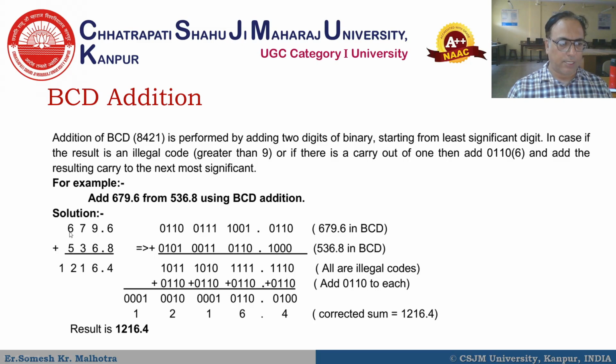For example, this is 679.6, which is to be added with 536.8. I have written the BCD of this. 6 can be written as 0110, 7 can be written as 0111, 9 can be written as 1001, point 6 can be written as 0110. Similarly, 5, 3, 6, 8. Now adding these numbers.